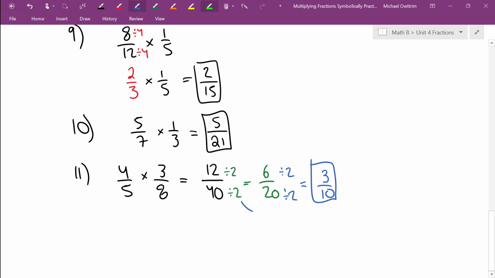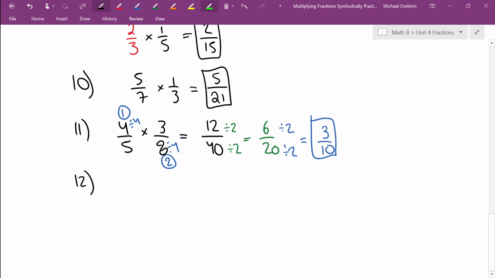Now you might notice dividing by 2 and dividing by 2 is the same as dividing by 4. So at the start there, we could divide top and bottom by 4, and that would give us 1 in this spot and 2 in this spot. 5 times 2 is 10, and 3 on the top is 3. So that would be another way of doing that same question.